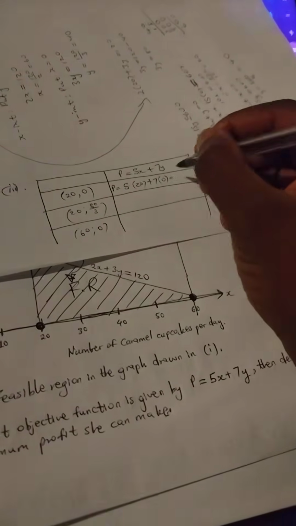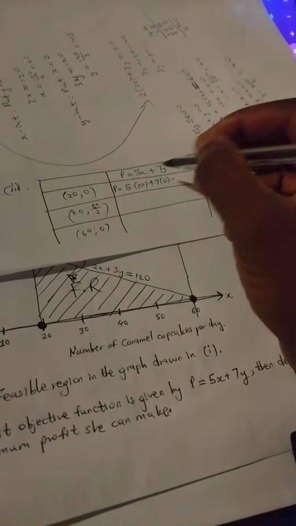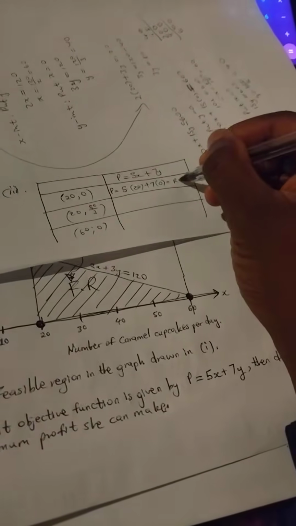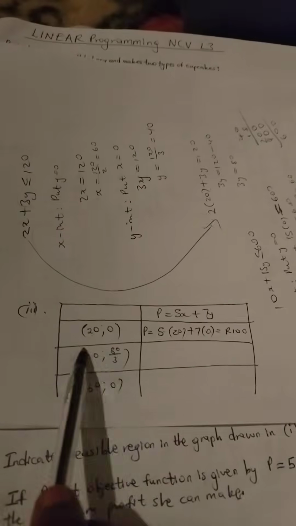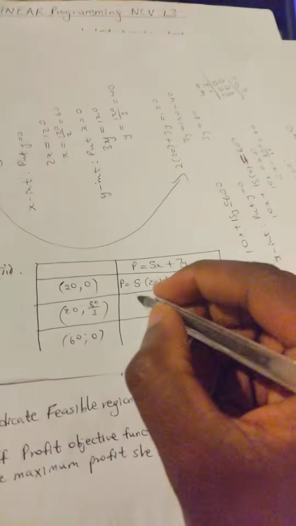5 times 20 is what? It's 100. 7 times 0 is 0. So this is 100 rands. It gives you 100 rands on that point. Now, you're coming to this coordinate here.